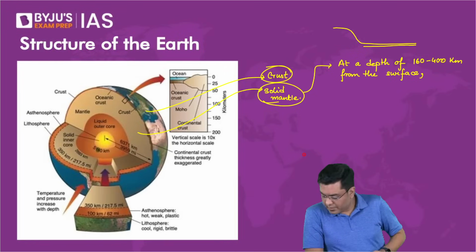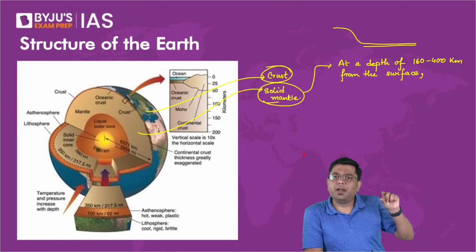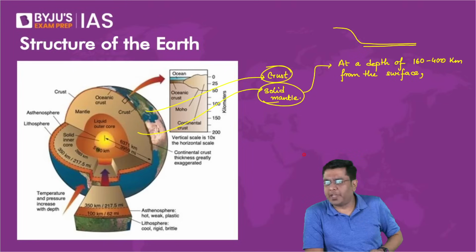How many kilometers is the crust from the surface? Yeah, we have close to around 35 to 50 kilometers of thickness. And are we having any disadvantage of the outer core being liquid? No.